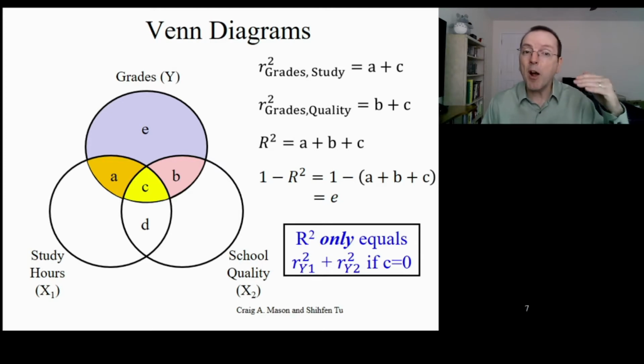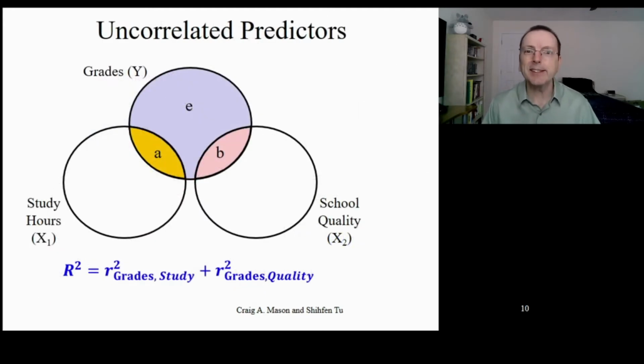Notice the capital R squared for the R squared in multiple regression with two predictors, and our lowercase r squared for the two simple correlations. If there is no C, then you don't count it twice, and the two individual R squareds add up to the total multiple R squared. Now, visually, what would it look like if we still had both predictors, but there was no C, no variance shared by grades and study hours and school quality? It would look like this.